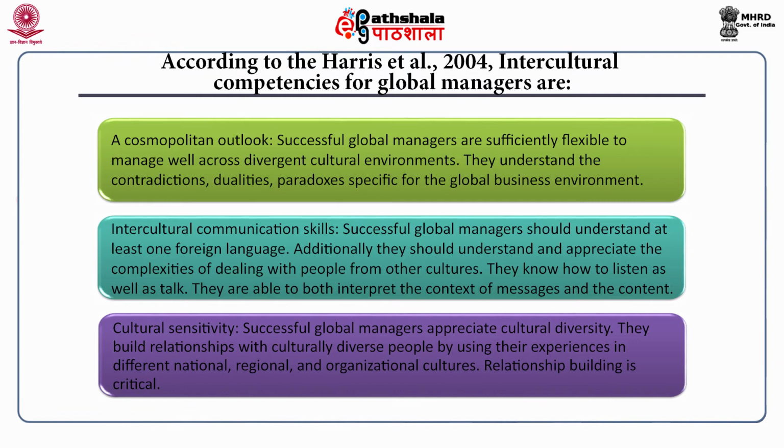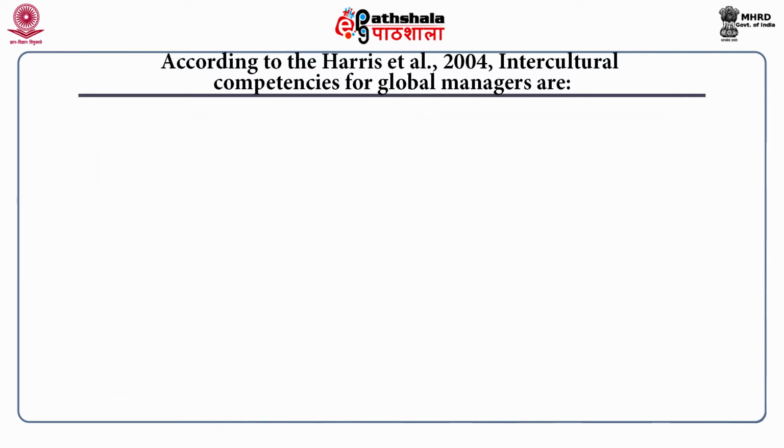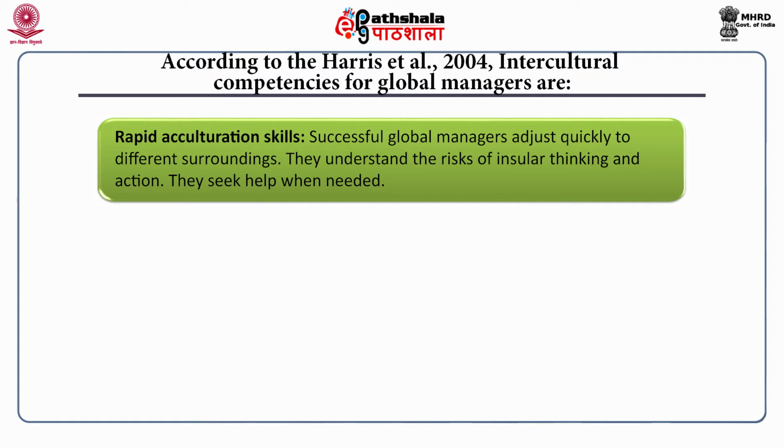Third is cultural sensitivity. Successful global managers appreciate cultural diversity. They build relationships with culturally diverse people by using their experiences in different national, regional, and organizational cultures. Relationship building is critical. Next is rapid acculturation skills. Successful global managers adjust quickly to different surroundings. They understand the risk of insular thinking and action. They seek help when needed.